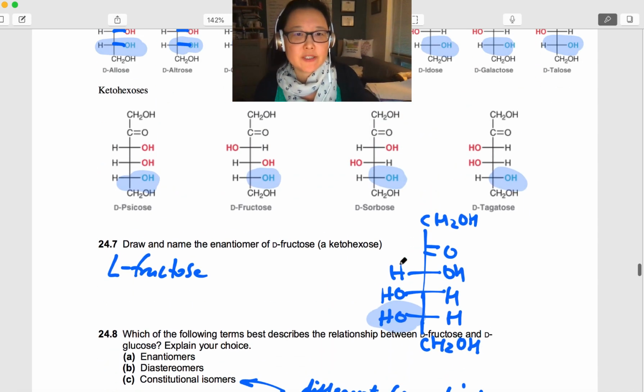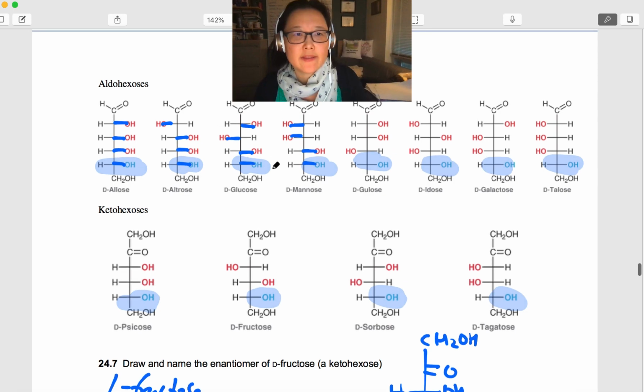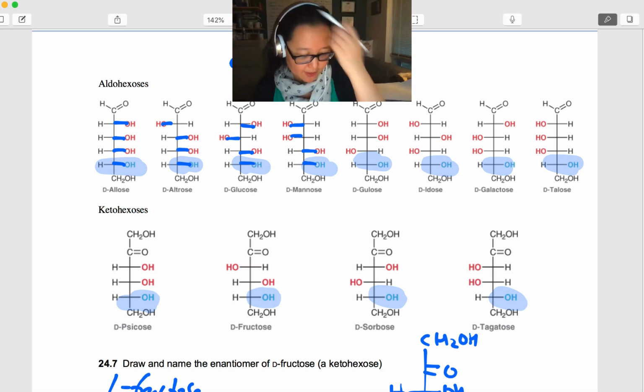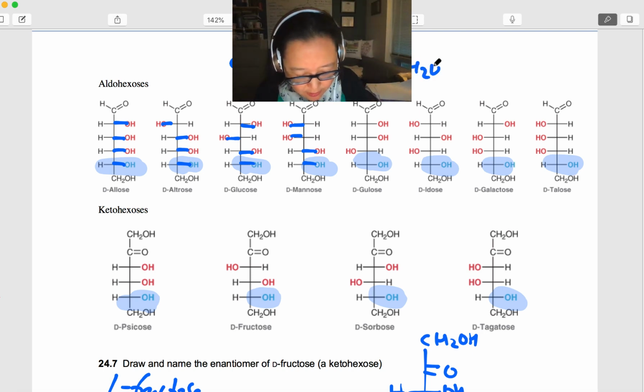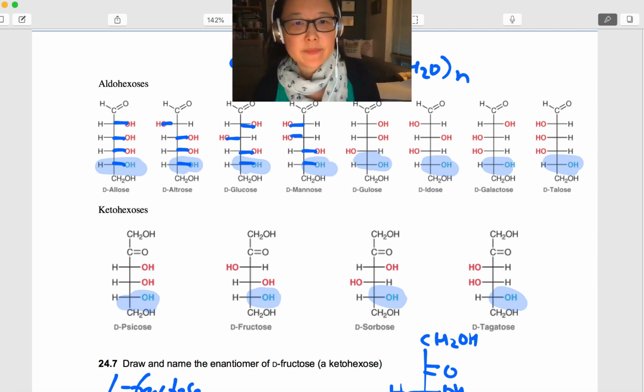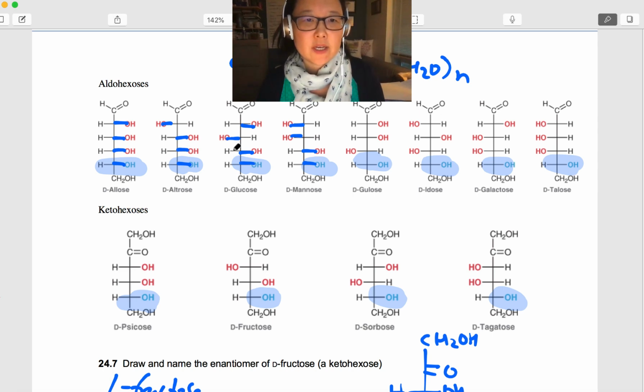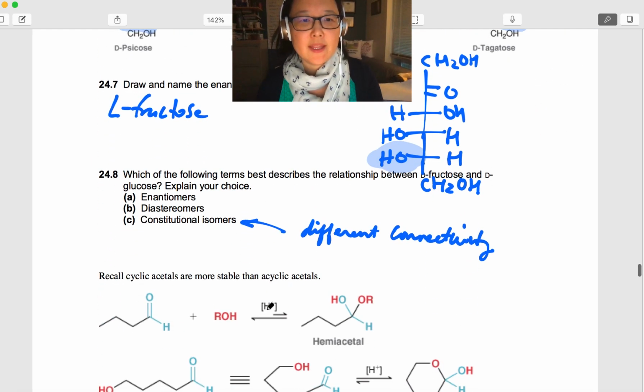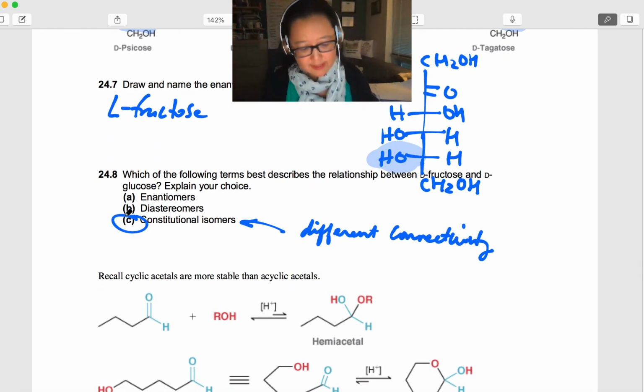All right, so let's look up fructose and glucose, and they're both hexoses, so they have the same number of carbons, hydrogens, and oxygens. In fact, it would be C6H12O6, because of that formula, CnH2nOn. All right, so it's usually a 1 to 2 to 1 ratio for sugars. Okay, and so we have fructose, glucose, and I think you guys can see they're not connected the same because one's an aldehyde and one's a ketone. And also all of these OHs are different. Okay, so that means they're constitutional isomers.